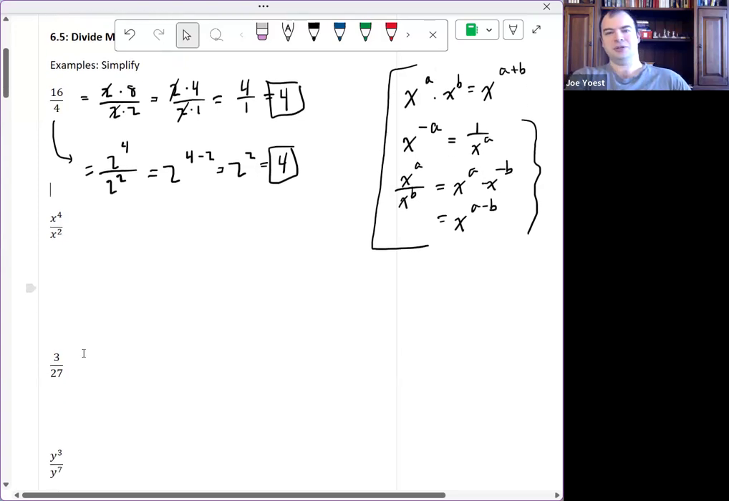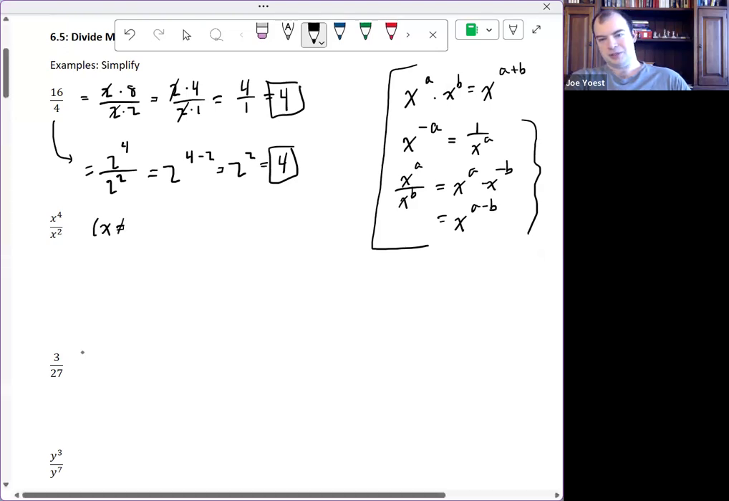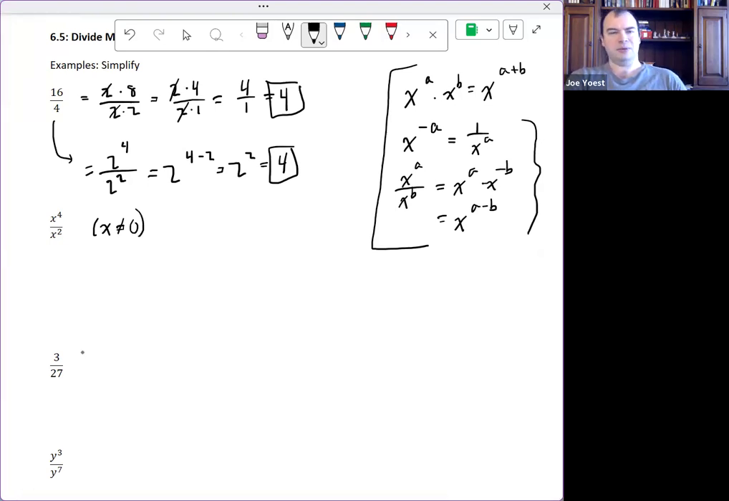And I can generalize this idea to variables. So I have x to the fourth over x squared. Implicitly, we're assuming x is not 0. Otherwise, that x squared in the denominator would cause a little bit of a problem. And I could do a similar thing here. I could write this as x times x times x times x over x times x and divide out 2 of these x's and get x times x or x squared. But we can see that's pretty cumbersome. That's a lot of work. That's a lot of stuff to write out.